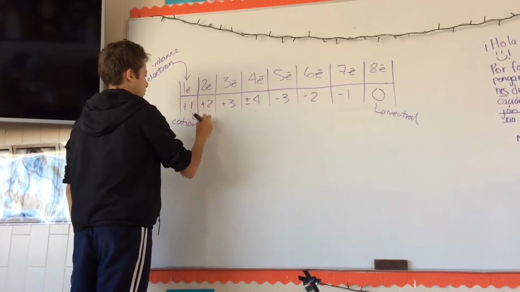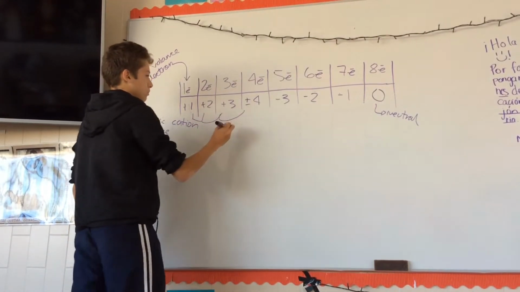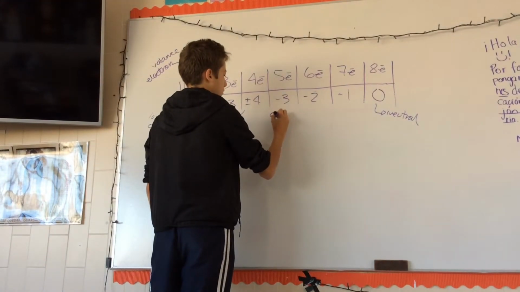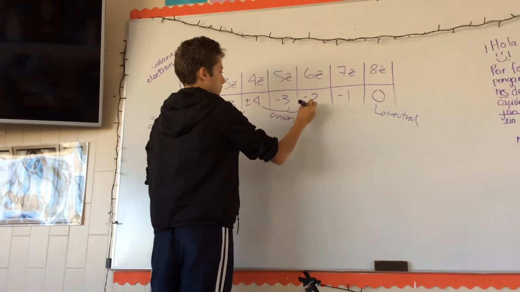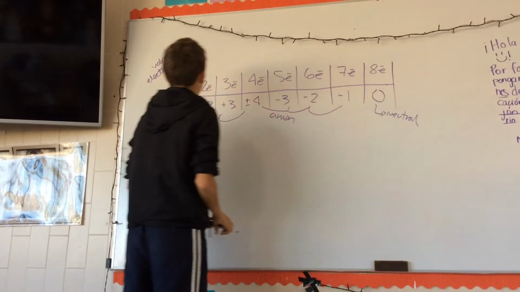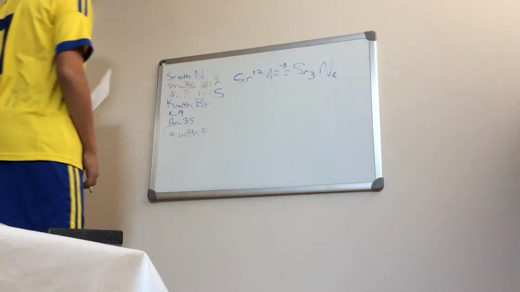These are the ionic charge names. Cations are 1, 2, 3, and 4. And anions are 4, 3, 2, 1. Remember, if you have a positive 4, the second element will have -4.